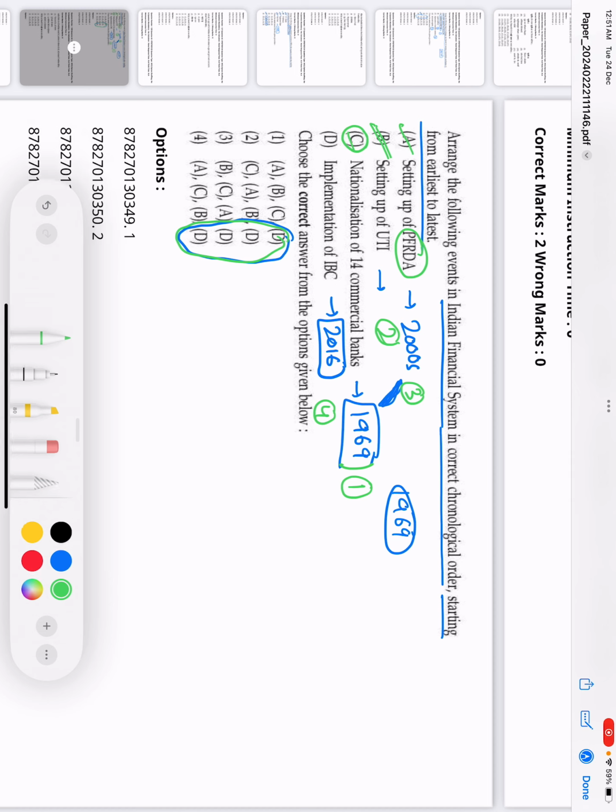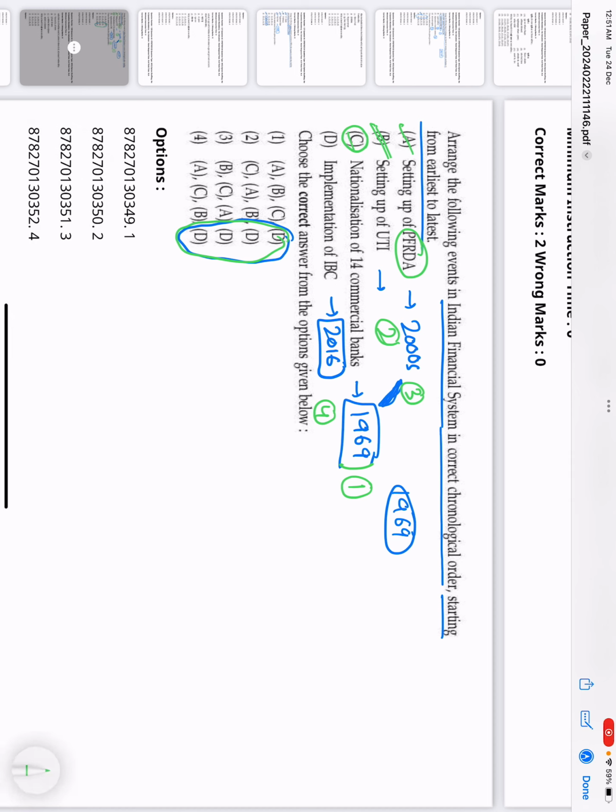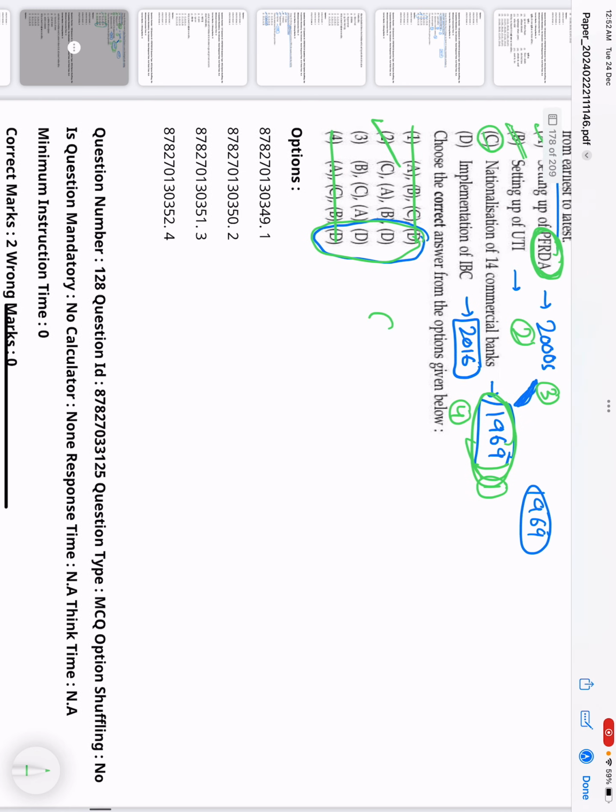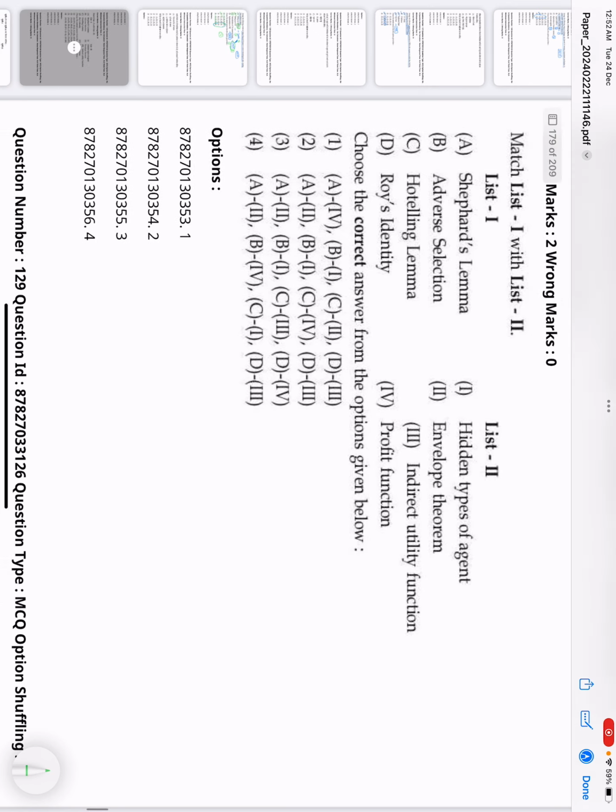Now, if D is at last and nationalization of banks occurred in 1969, which is a setting off of pension funds and regulatory development authority would not have occurred at 1969. So this would be removed because A is coming out to be first, and setting up of UTI. So I'll go with 2. So this is a calculated guess, not a random guess.